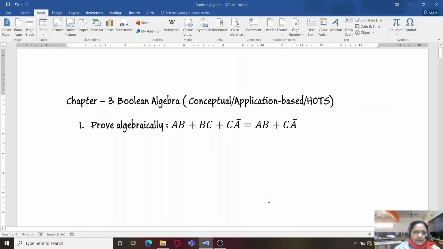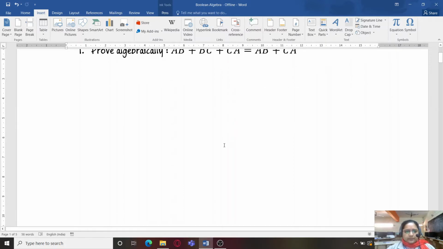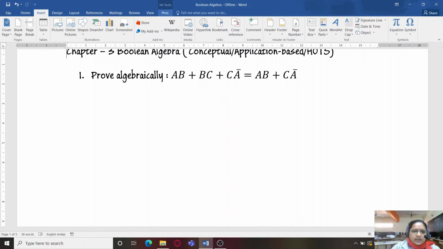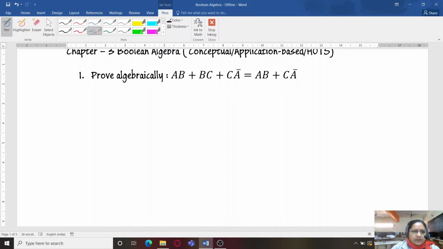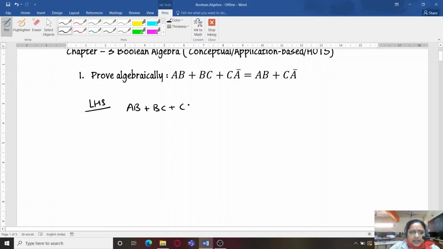We will be seeing some questions over here, as I have already prepared a stash of questions for you all, and you can see them over here. The first one is: prove algebraically LHS equals RHS. It is already given over here: AB + BC + CA' = AB + CA'. So we will start with the LHS over here: AB + BC + CA'.